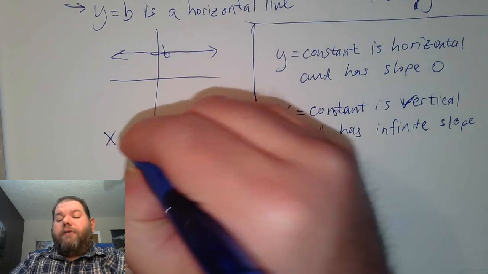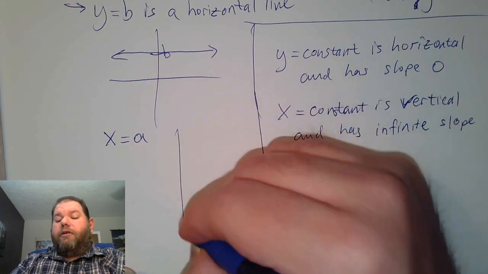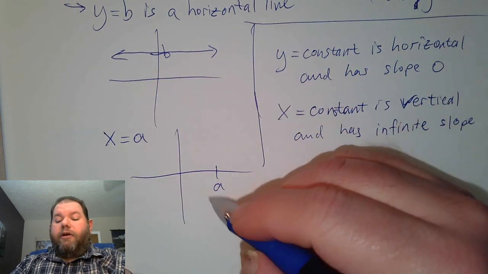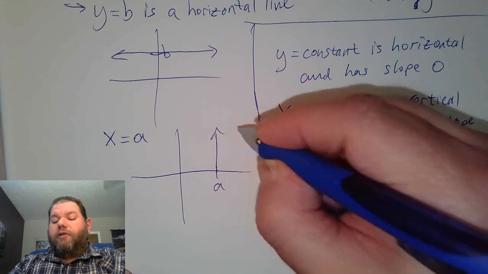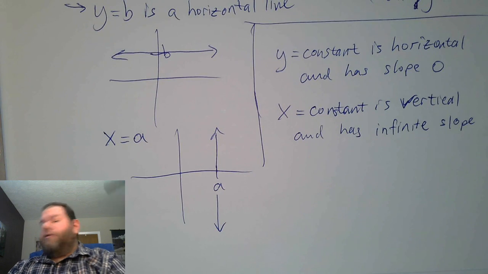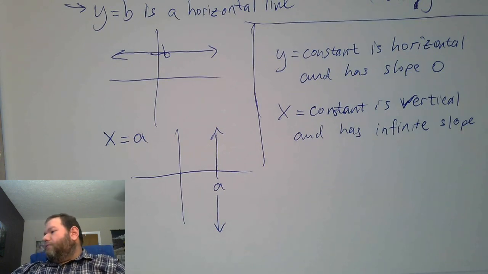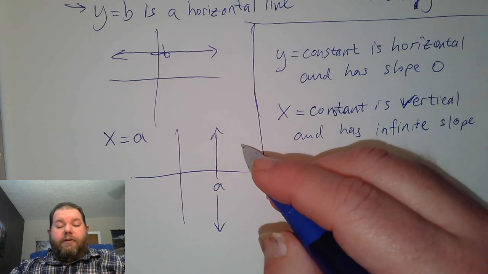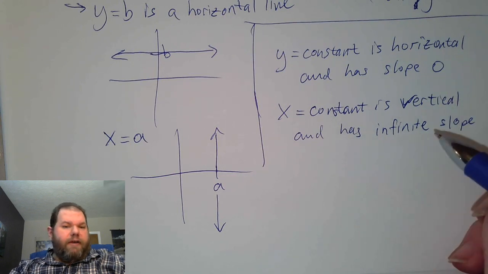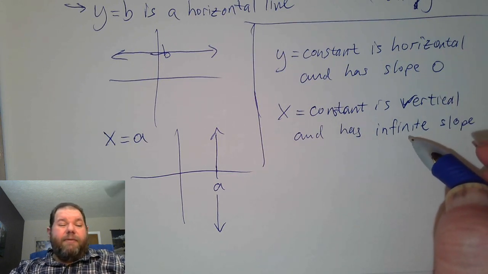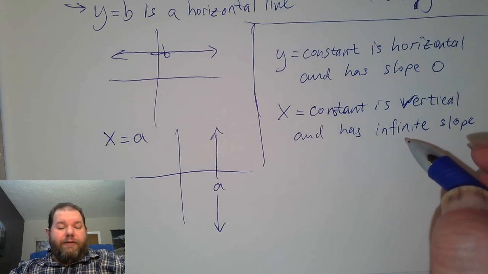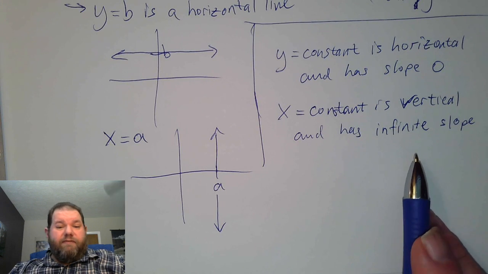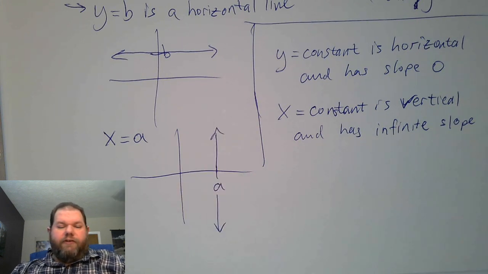So to contrast that, we could say x equals a: find a point A on the x-axis, and then we draw a vertical line through there. We think about slope as being rise over run, but if all our line does is rise, it never runs, then we can't really define its slope. It's basically divided by 0, if you think about the run being 0. That's why we call it infinite slope. It just keeps going up. It never runs to the left or to the right.